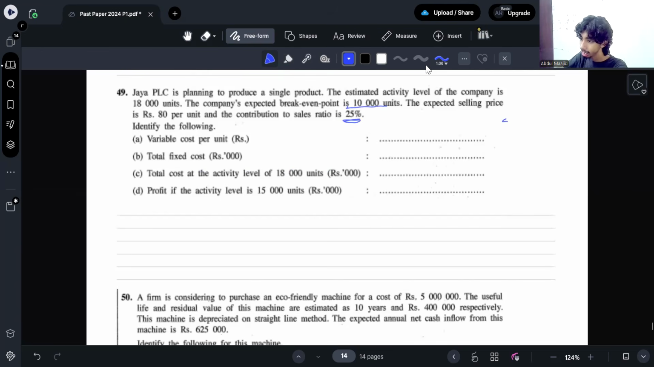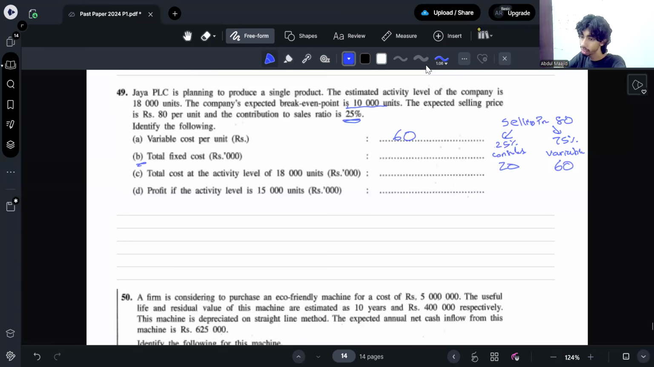Okay. Selling price is 80. Out of that, if 25% is contribution, how much will be the contribution? 80 into 25% is 20. That means the remaining 75% is variable cost, right? And how much will be the variable cost? 80 minus 20, variable cost per unit will be 60.